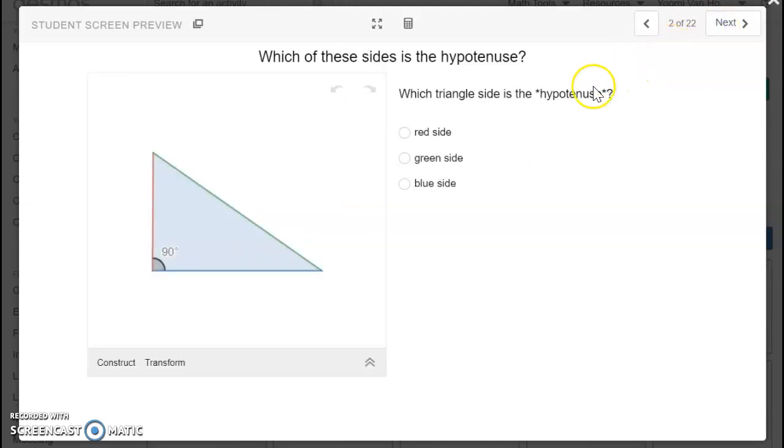Which of these sides is the hypotenuse? Is it the green side, red side, or the blue side? So how do we know which is the hypotenuse? See the 90 degree symbol? The hypotenuse is always going to be across from, opposite the 90 degree symbol, so it's the green one. The red and the blue are right next to the 90 degrees, adjacent to it, so they are the legs, and the green is the hypotenuse.